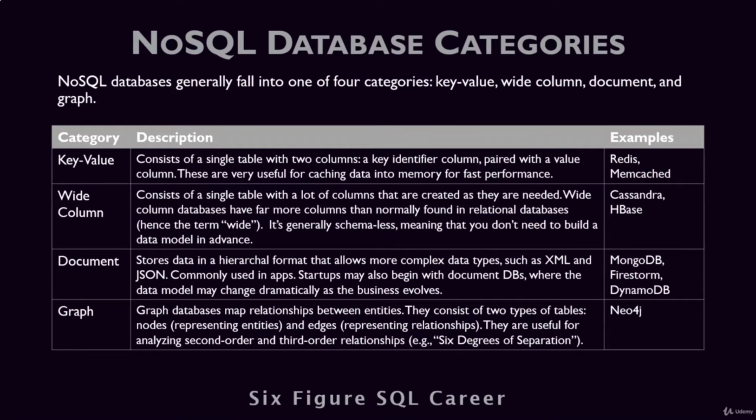A lot of these alternative database systems are kind of moving towards a hybrid model. So you will see some aspects of document databases within Cassandra, for example.